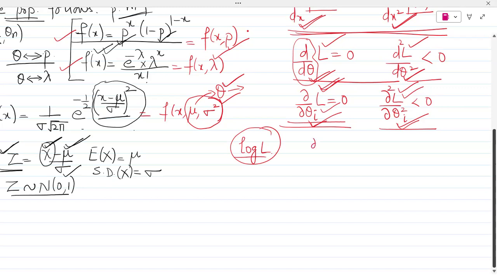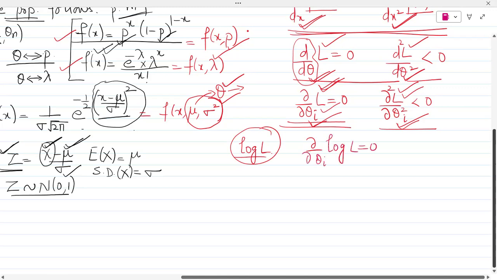So, curl by curl theta i of log L equal to 0, and curl squared by curl theta i squared of log L is negative. Sorry, here it should be log L.